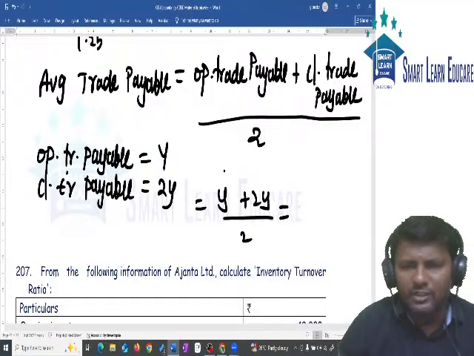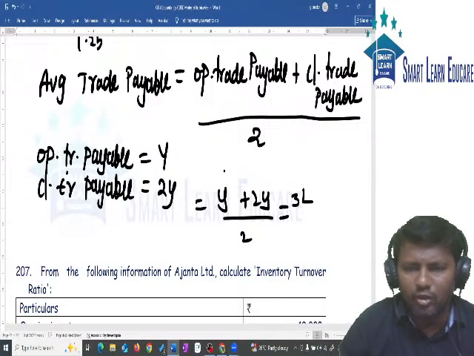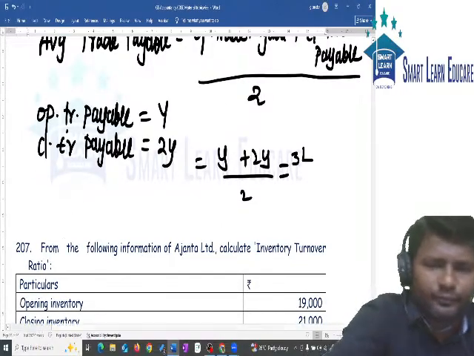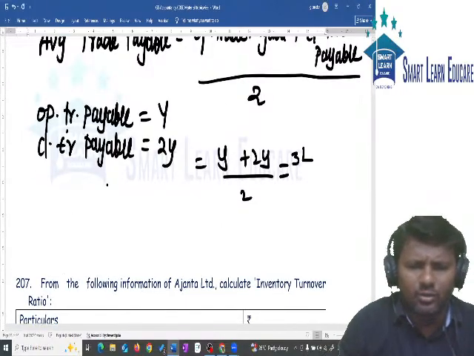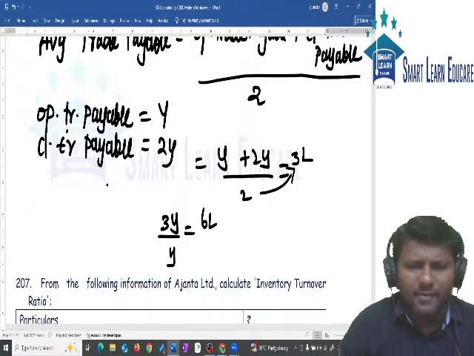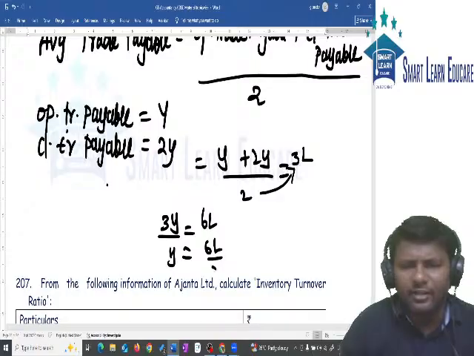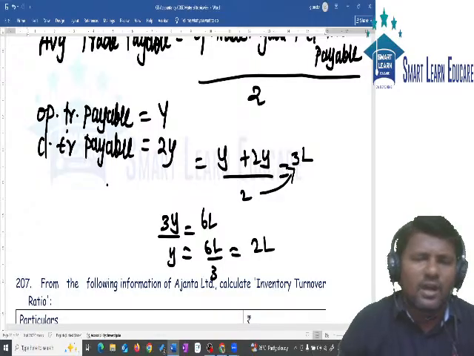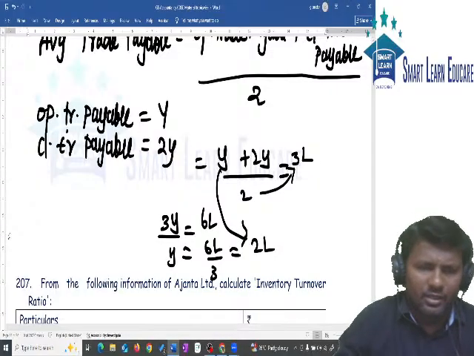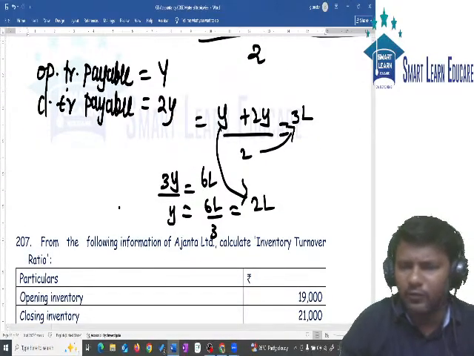It means Y plus 2Y divided by 2 is equal to 3 lakh. So 3Y divided by 2 is equal to 3 lakh. Multiply by 2, 3Y is equal to 6 lakh. Y is equal to 6 lakh divided by 3, which is 2 lakh. That is the opening trade payable, 2 lakh.